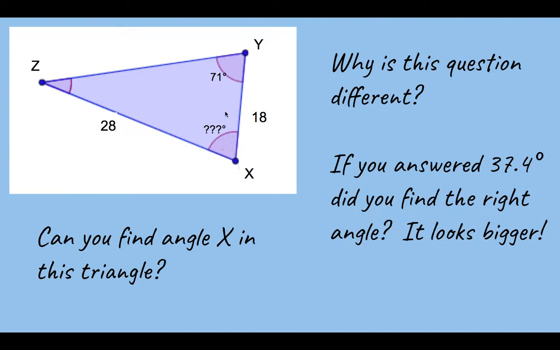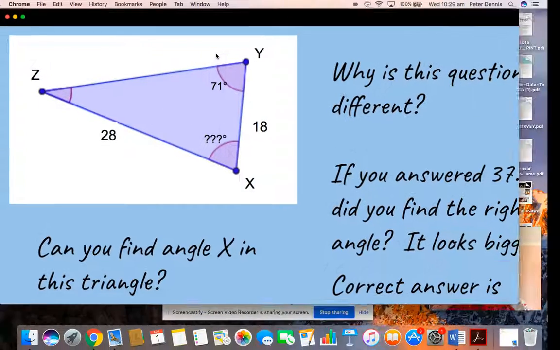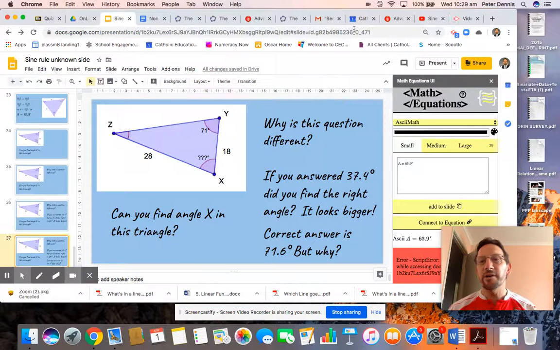We want this angle. How would we find this angle? Well, we've got a triangle here, and we know the angle sum of a triangle is 180. So the correct answer is 71.6. And I was going to leave you with the question of but why. I guess I've explained it a little bit. So hopefully you understand that's a trickier style of question where you've got an extra step that you have to make. But hopefully you understand using the sine rule to find an angle. Thanks.